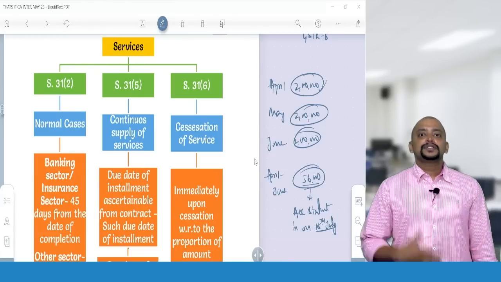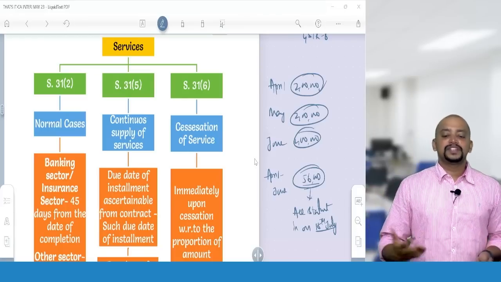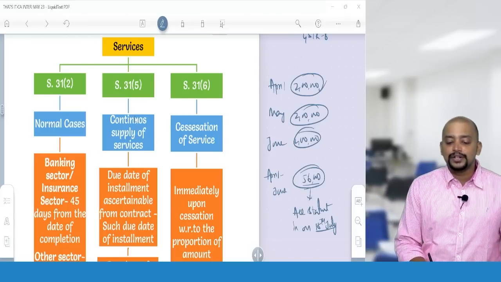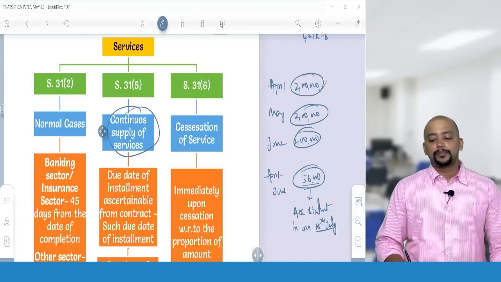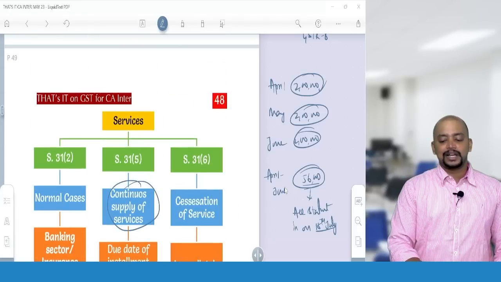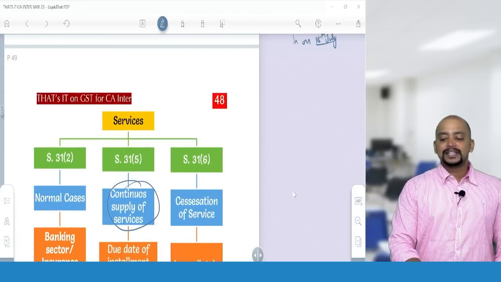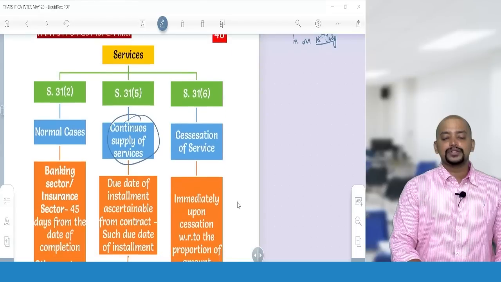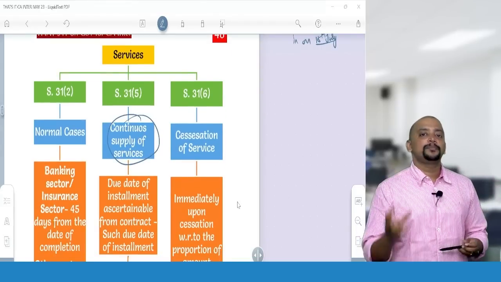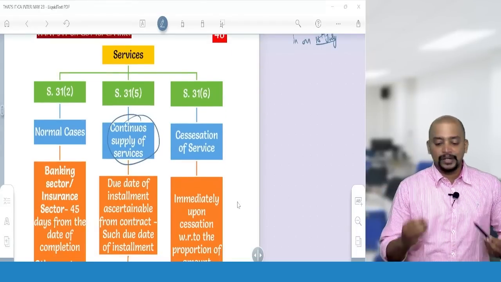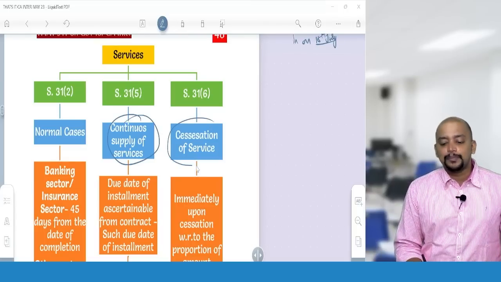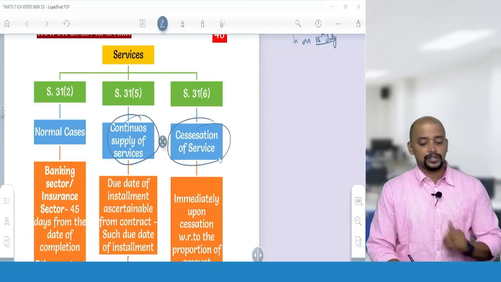Normal cases. Continuous supply of service means a service which takes more than 3 months to complete and involves periodic payment obligation, then it will be called a continuous supply of service. So for example, construction, which takes more than 3 months to complete and involves installment payment, will be called a continuous supply of service. Cessation of service means abruptly stopping the service.